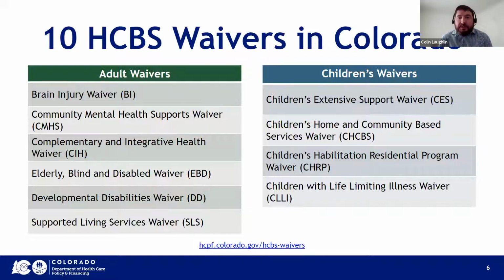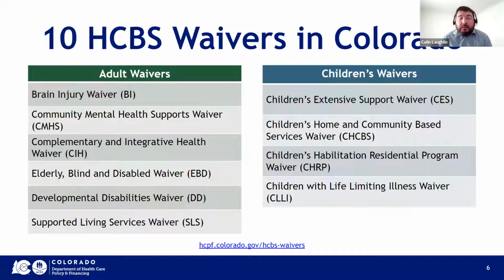These waivers are often split into 2 distinct populations. We have the intellectual and developmental disability waivers: the developmental disabilities, or DD, waiver, the supported living services waiver, and the children's extensive supports waiver. The non-IDD waivers are brain injury, community mental health supports, complementary and integrative health, formerly known as the spinal cord injury waiver, and the elderly, blind, and disabled waiver. On the children's side, we have the Children's Home and Community-Based Service Waiver, or CHCBS, the Children's Habilitation Residential Program Waiver, or CHRP, as it's often referred to, and the Children with Life-Limiting Illness Waiver.